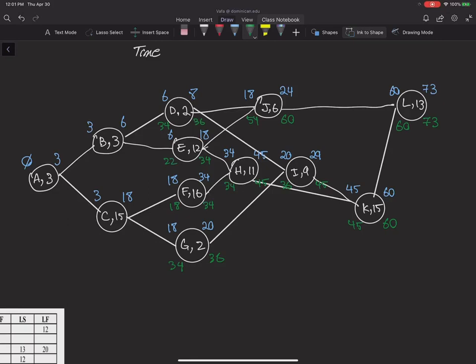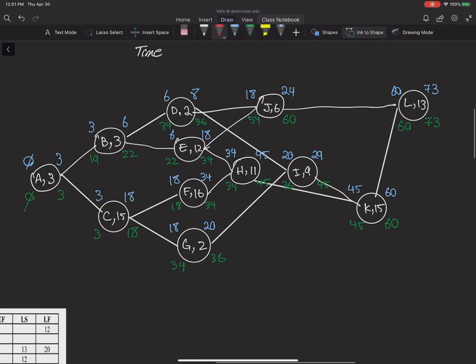Now, for B, between 34 and 22, I select the minimum. So 22, and 22 minus 3 gives me 19. For C, between 34 and 18, I select 18. And 18 minus 15 gives me 3. And again, for A, between 19 and 3, I select 3. And 3 minus 3 will give me 0.